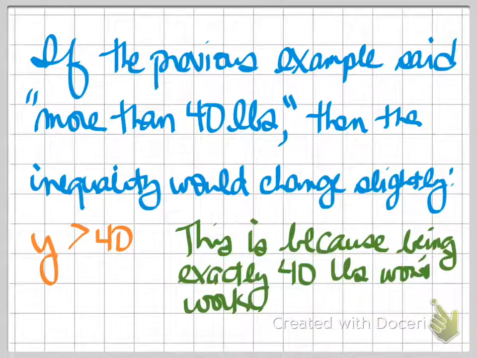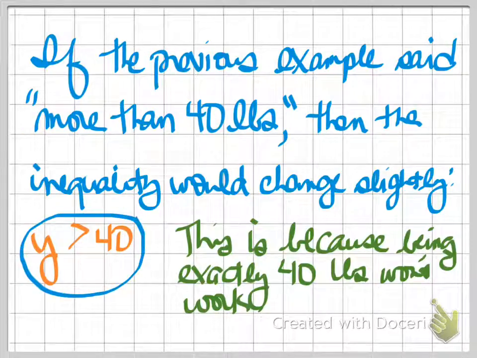If the previous example had said more than 40 pounds, the inequality would change a little bit. Instead of y being greater than or equal to 40, it is simply y is greater than 40. This is because being exactly 40 pounds would not turn the airbag on. So in the previous example, greater than or equal to 40 means that if you weighed 40 pounds exactly or more, then the airbag would deploy, or turn on, I should say. But if you needed to weigh more than 40, that means that exactly 40 pounds would still leave it off.